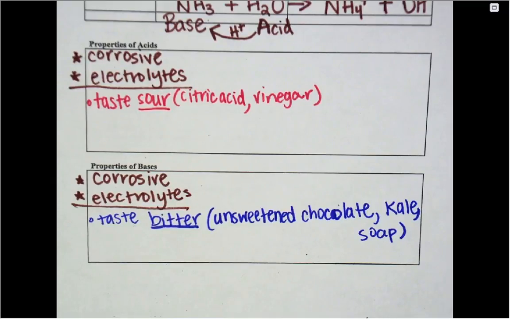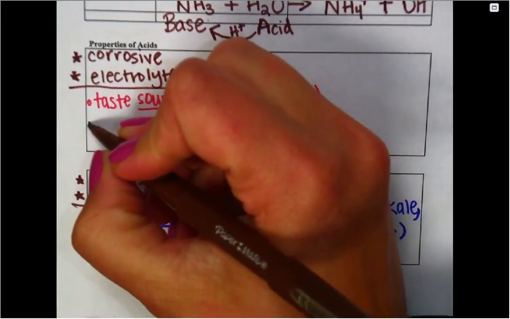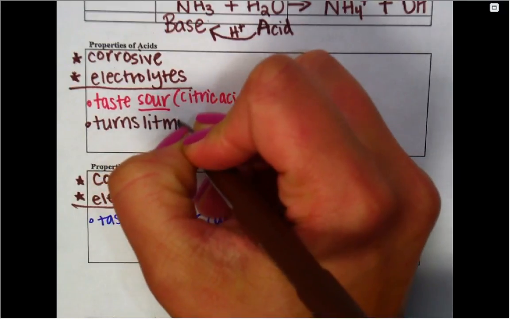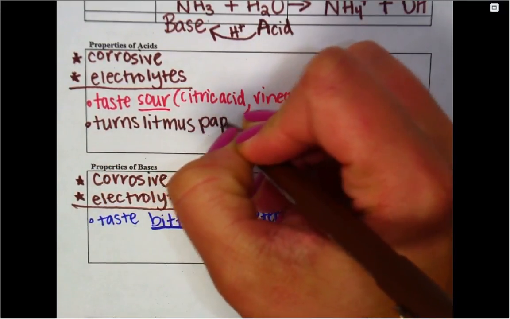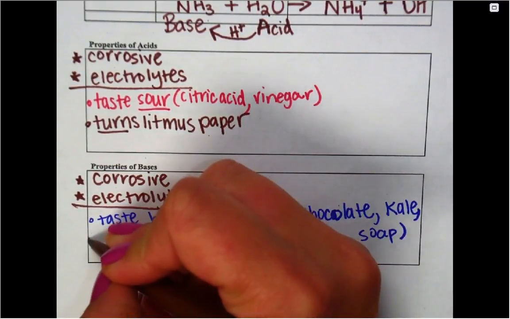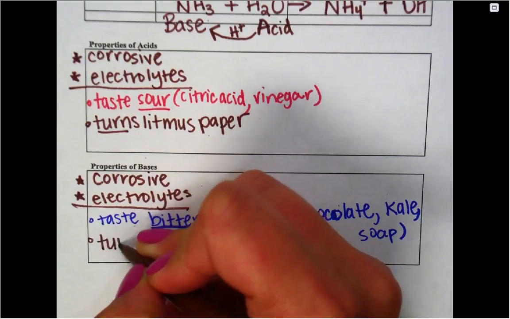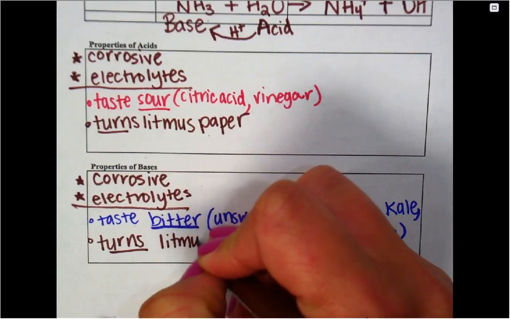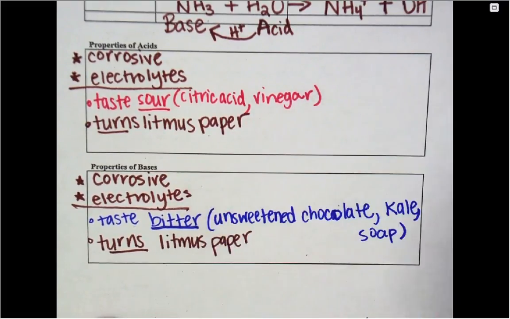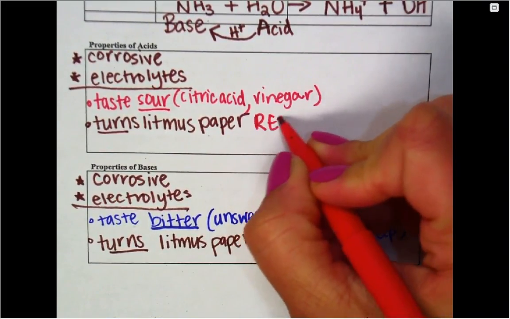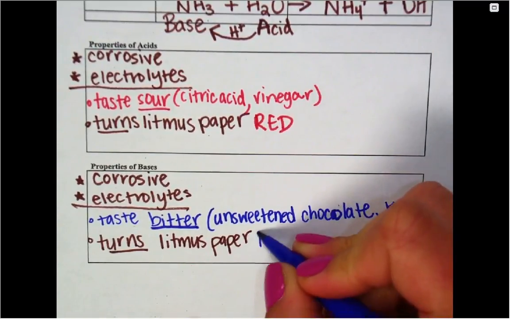Next thing is going to be about litmus paper. Here I'm going to say turns litmus paper. And I'm going to have you write the word turns because I realized last period we didn't write that part down, and when they got to that question, they got a little confused. So turns litmus paper, not what the litmus paper is. An acid will turn it red, and a base will turn it blue.